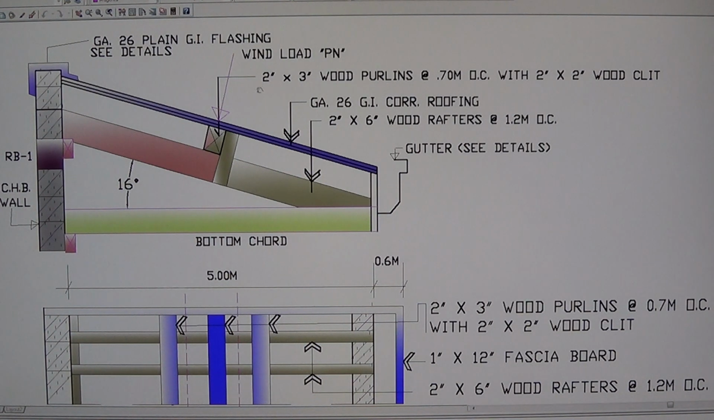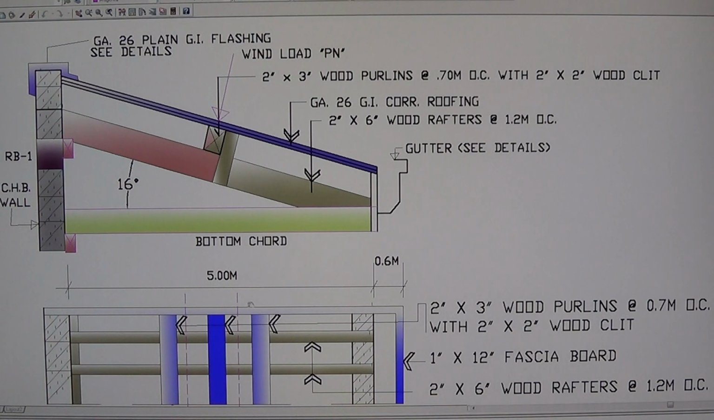Purlin size is 2 by 3 with 0.7 meter on center with 2 by 2 wood plate right here, and I use gauge 28 GI corrugated roofing. The rafters are 2 by 6 and space is 1.2 meter on center.